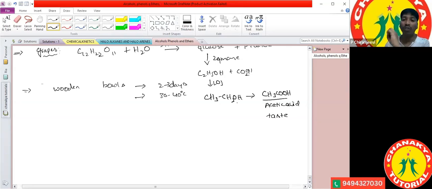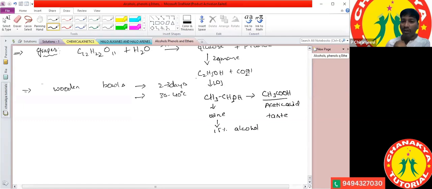To preserve it, they also add some chemicals. The ethanol we prepare from grape juice and so on is called wine. Wine contains a maximum of 15% alcohol content, so wines can be used for the drinking process.